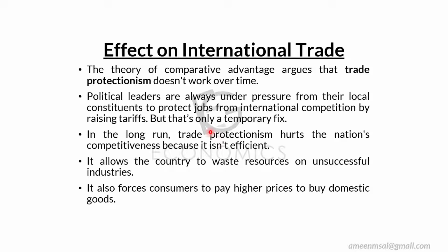So we should have knowledge of our country, in which sectors we can be successful, and which sectors have more opportunity cost, so that we should import goods in those sectors. Being unsuccessful in certain industries is a waste of resources, and it will negatively affect the country in the long run. It also forces consumers to pay higher prices to buy domestic goods. So trade protectionism also results in buying goods at higher prices.